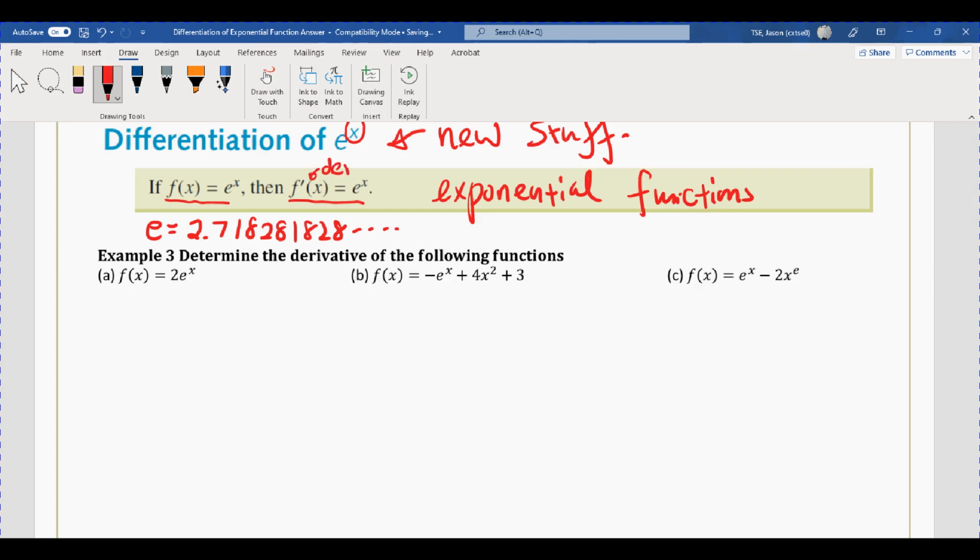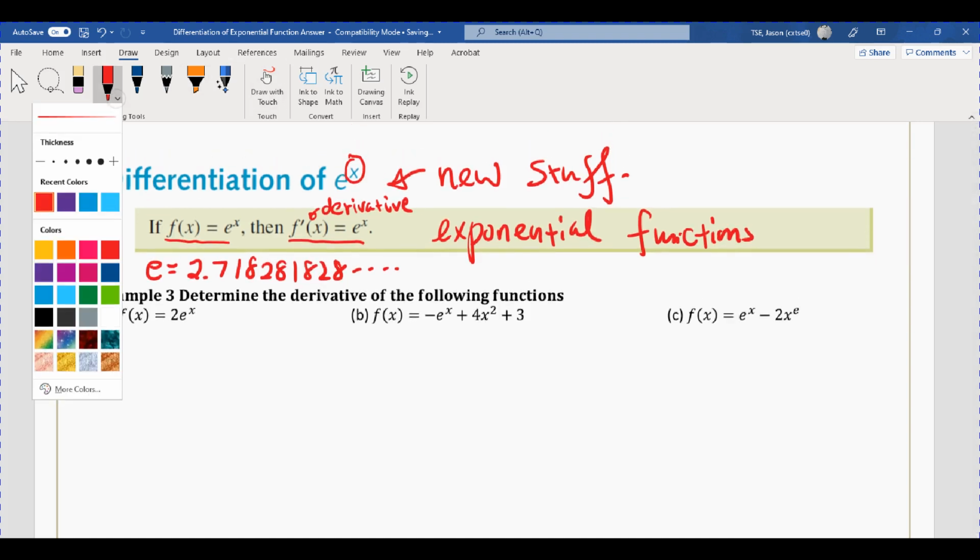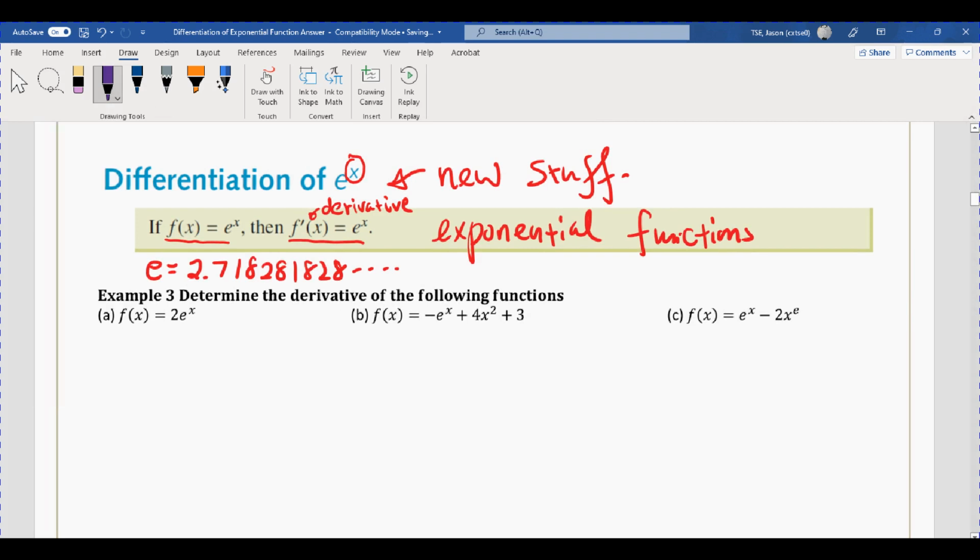So this is just the derivative of what? Of that f(x), and that f(x) equals e to the power x. So it's so interesting to know that the differentiation of e to the power x is in fact itself, e to the power x. Okay, so this is so special because normally we don't have such a thing. This is the only function whose derivative is itself.